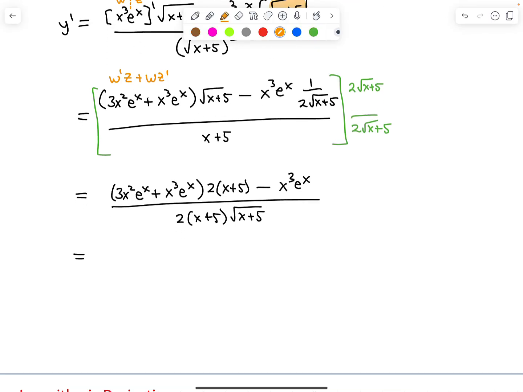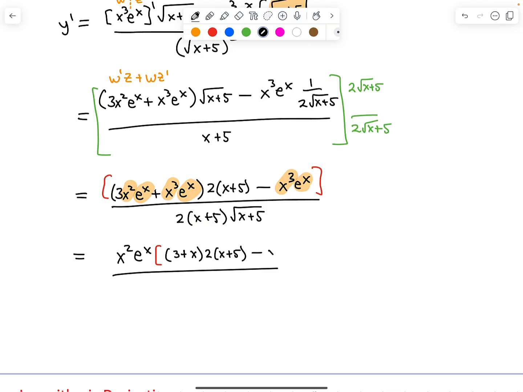I'll just do one extra step, but then stop. Notice every term has an e to the x. Furthermore, I can take an x squared out of these terms. So we could do some more factoring. Take an x squared and an e to the x out of the entire numerator. That would leave a 3 plus x in those parentheses times a 2x plus 5, and then minus an x.